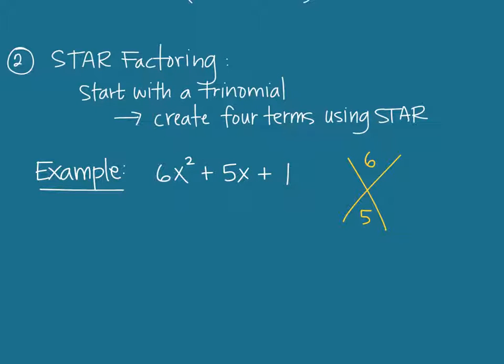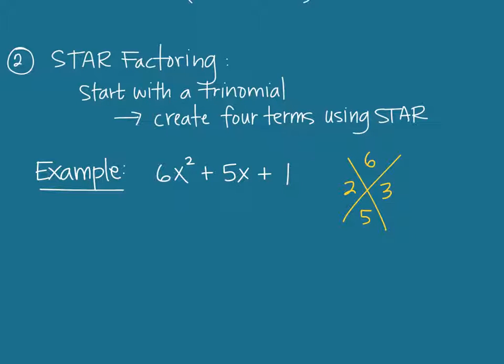The sides of the star are 2 numbers that at the same time multiply to make 6 but add to make 5. What are those numbers? Multiply to make 6, so we only have so many options, and add to make 5. 3 and 2. Would it matter if you did 2 and 3? No, it does not matter.